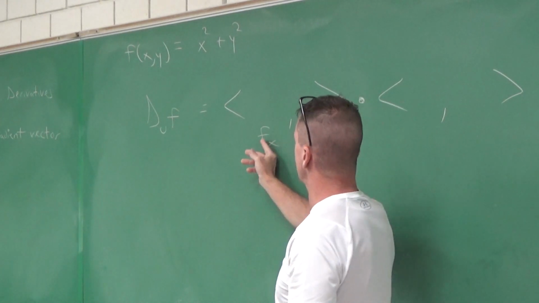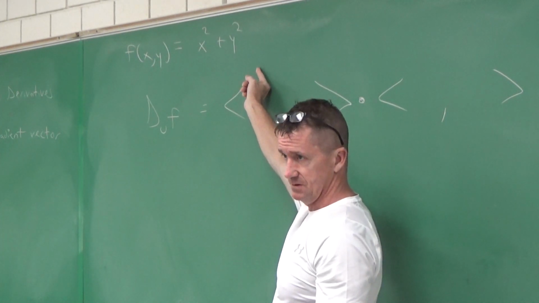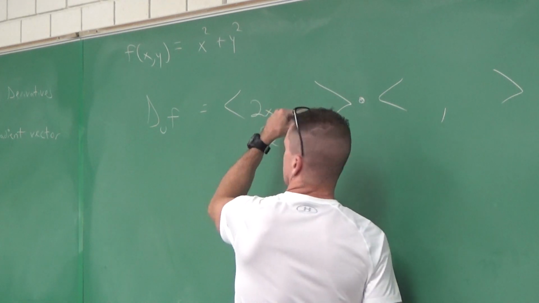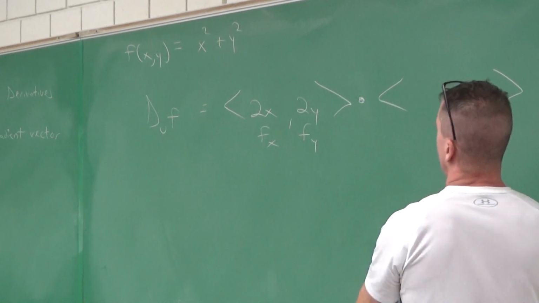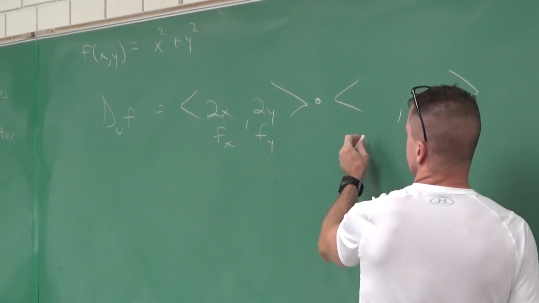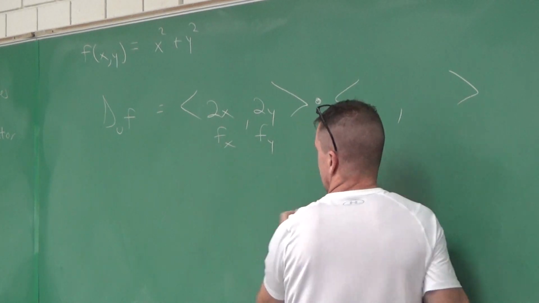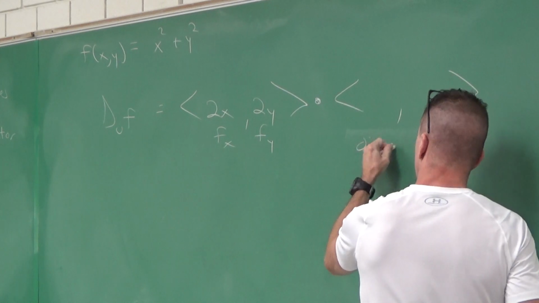I just want to give you an example. What are fx and fy here for that function? What's the partial with respect to x? 2x. Partial with respect to y? 2y. Well, let's just see what would have happened if I used this vector here. There's a name for this vector. I'll put it on the board in a second. But this vector right here is called the directional vector.